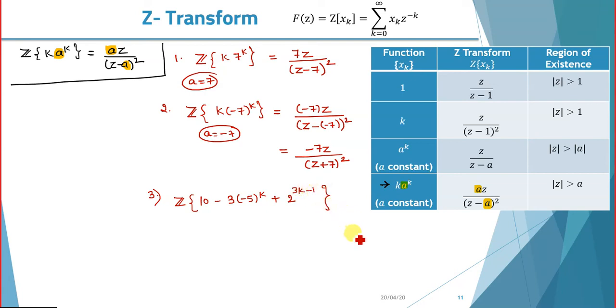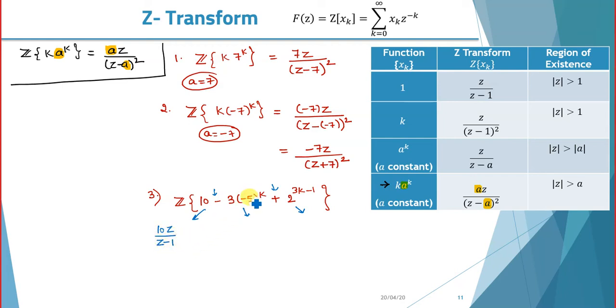Then how we will answer it? So what you have to do, find the z transform of each term separately and then add or subtract the result. Remember, this is possible because in between we have plus or minus. So linearity property holds. So for 10 we can use the first rule.